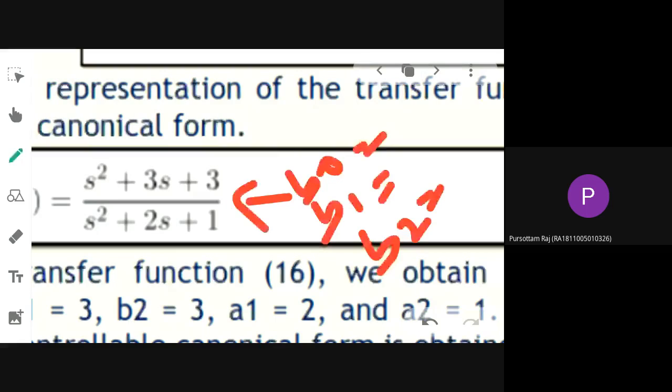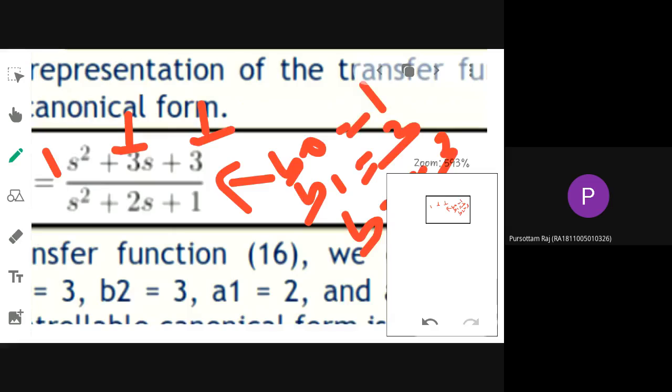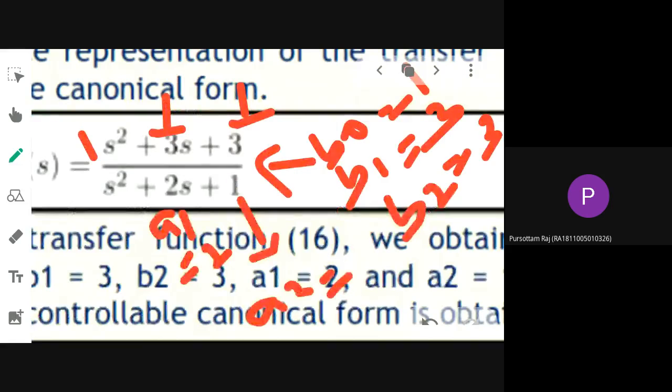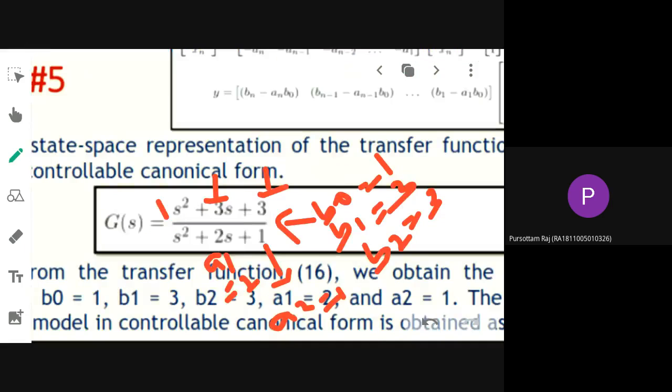1, 3, 3. Yes, 1 here, so 1. 3 here, so 3. And here 3. Similarly, this is your A1 which is equivalent to 2. This is your A2 that is equivalent to 1. Just make a note of all these things. Then simple substitution you have to make in the given formula.